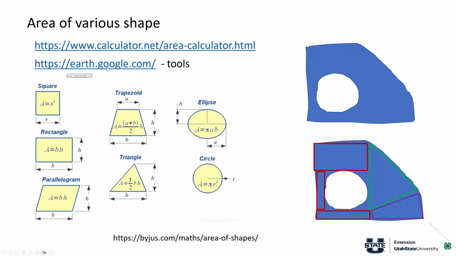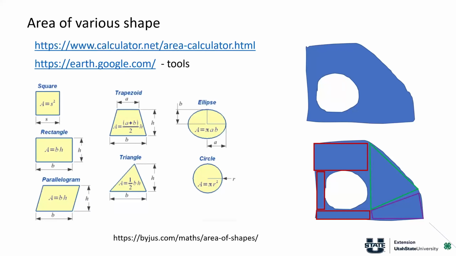Or even easier, you can go to Google Earth, to the tools, and just pull up the measurement tool, and it'll give you the length and the area. Or you can use this calculator, and if you put in the length and breadth, it will calculate the area for you. So when you add up all this area, it will be the area of the landscape.